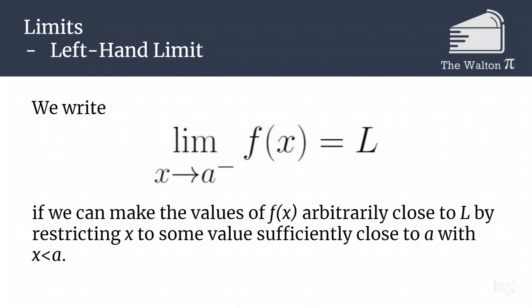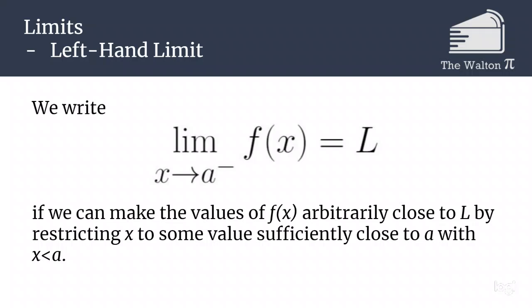If we want to be looking at a left-hand limit, we would write the limit as x approaches a, and then that minus sign in the exponent of a says we are approaching from values smaller than a, from the negative side of a. So it's the limit as x approaches a from the left of f of x is equal to L. We would write that if we can make the values of f of x as close to L as we need to by just restricting x to be some value sufficiently close to a with x already smaller than a.